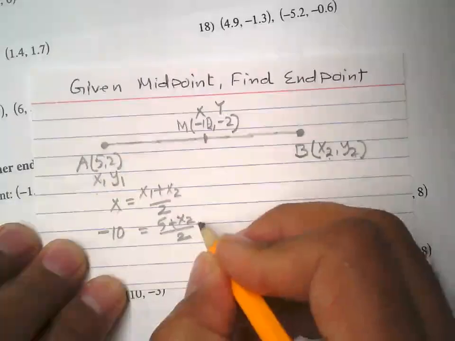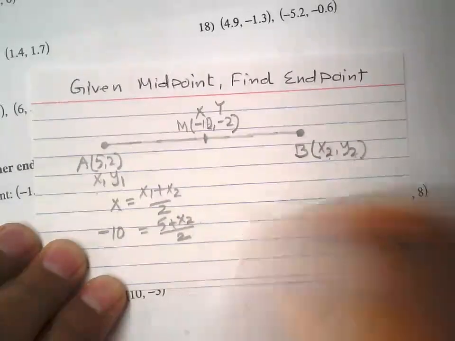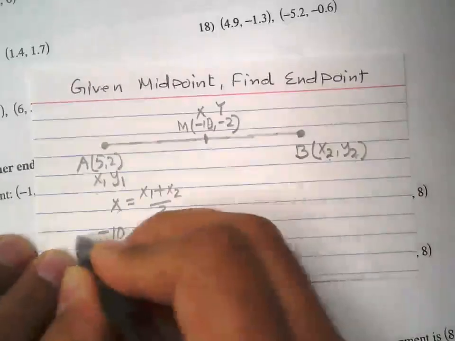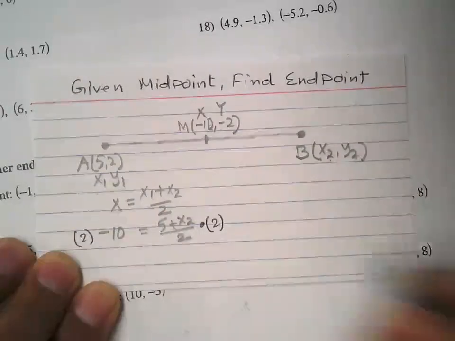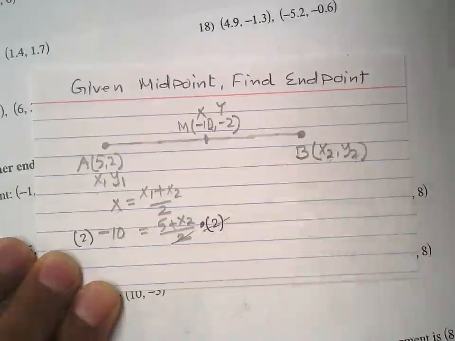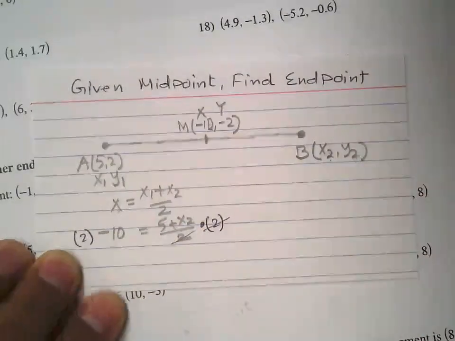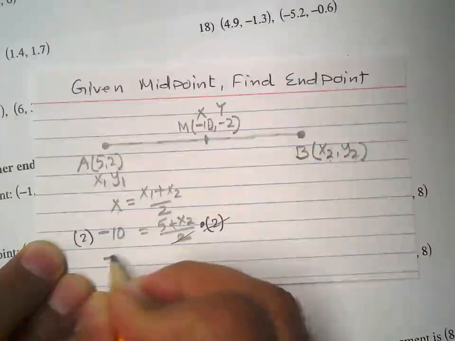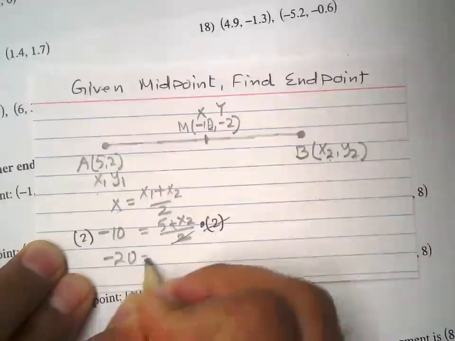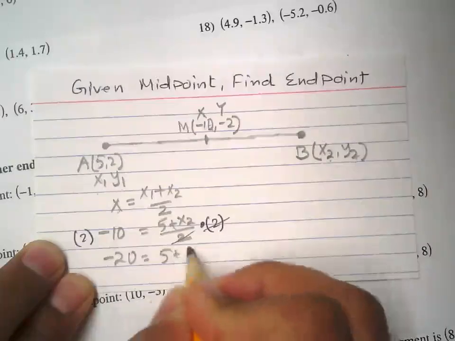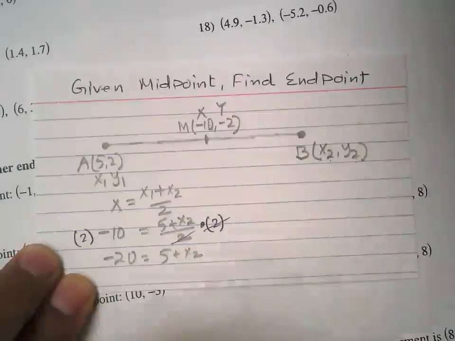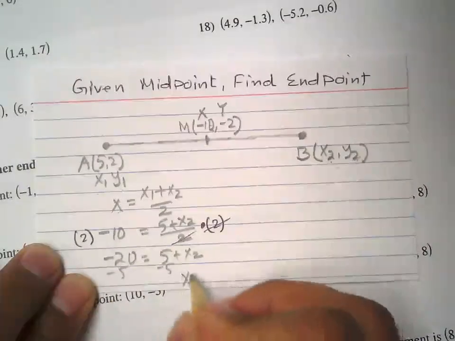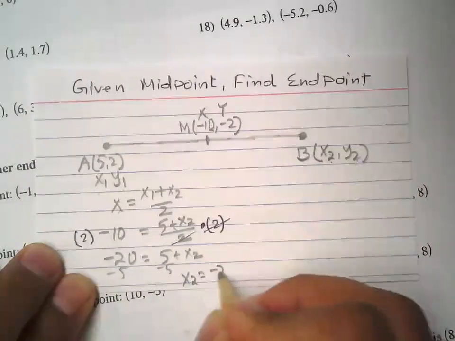The first step is to multiply both sides by 2 to get rid of the fraction. Times 2, times 2, and therefore the 2 and 2 cancel. The left side, 2 times -10 is -20, equals 5 plus x2. Now we subtract 5 from both sides. We should get x2 equals -25.